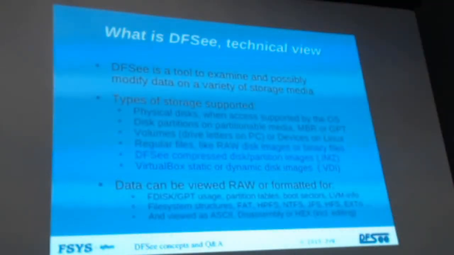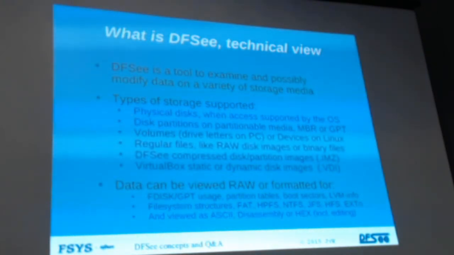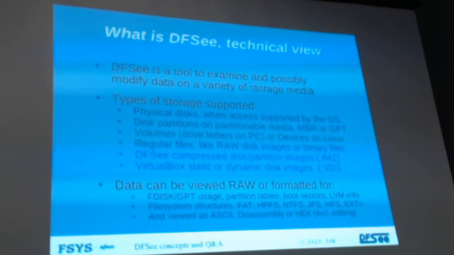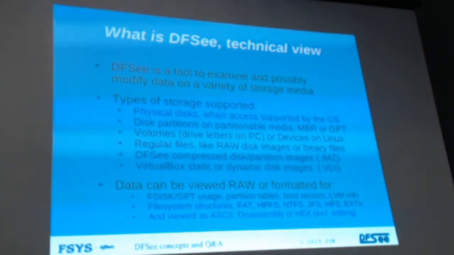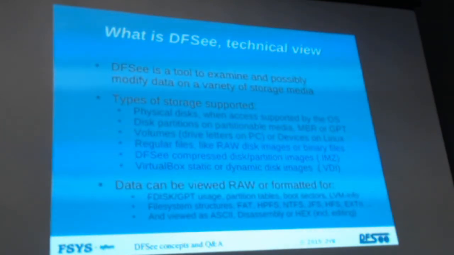Then if you look at it technically, how does DFSee work? Well, in essence, it's very simple. DFSee just looks at collections of sectors, and just a linear array of sectors. And each of those, it's calling a store, and it has multiple stores available. Actually two at the user level, so there's store A and store B, for instance. Most often you'll only work with one, and most users are not even aware of the existence of stores. But sometimes it's good to know that they are there.